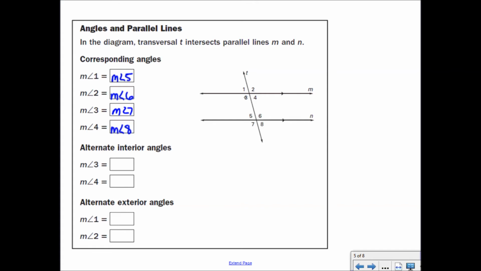The measure of angle 3 is equal to the measure of angle 6, because they are alternate interior angles. And alternate to angle 4 is angle 5, so the measure of angle 4 is equal to the measure of angle 5, because they are alternate interior angles. The alternate exterior angles have the same measure, so the measure of angle 1 is equal to the measure of angle 8, and the measure of angle 2 is equal to the measure of angle 7.